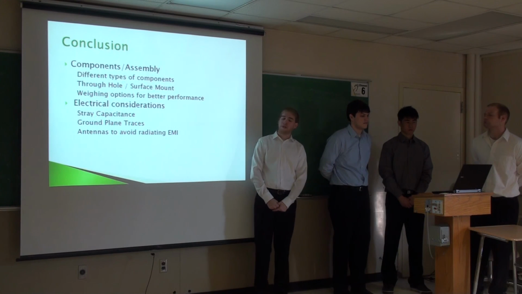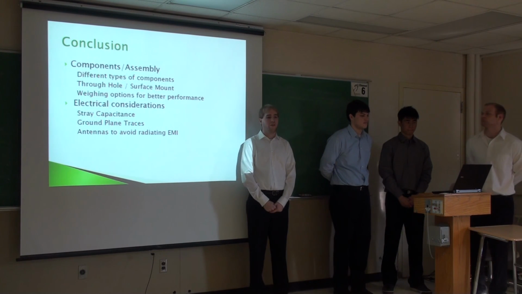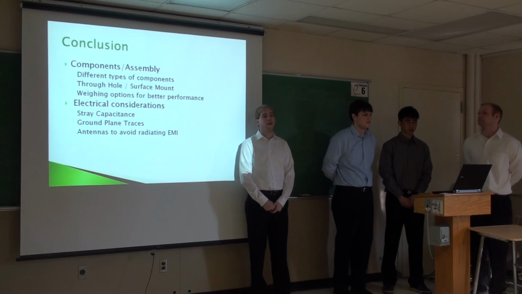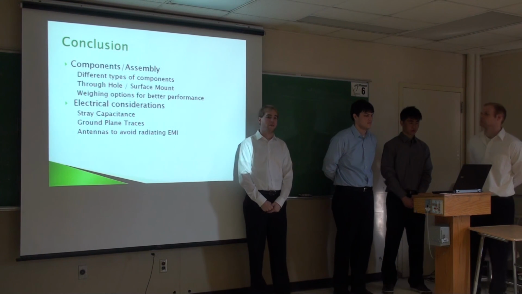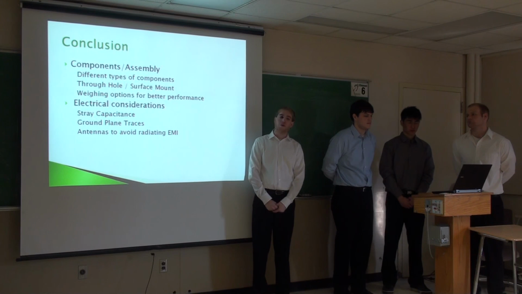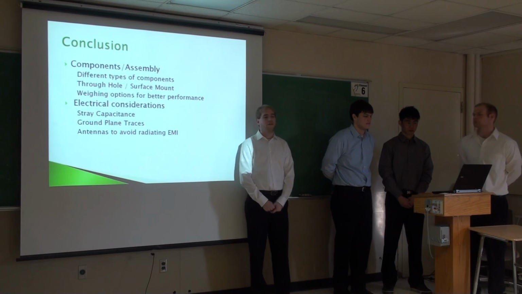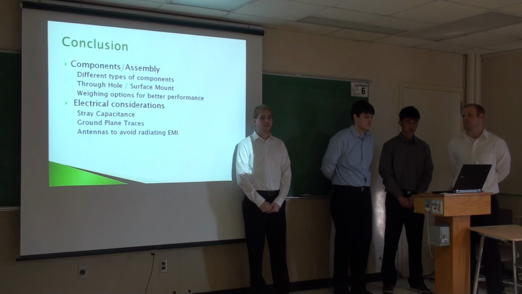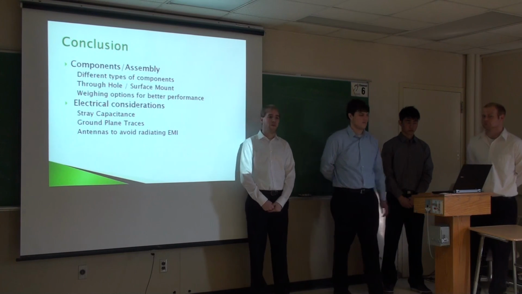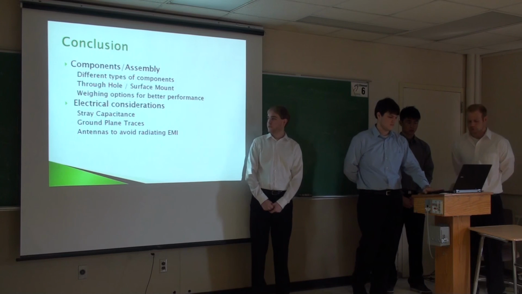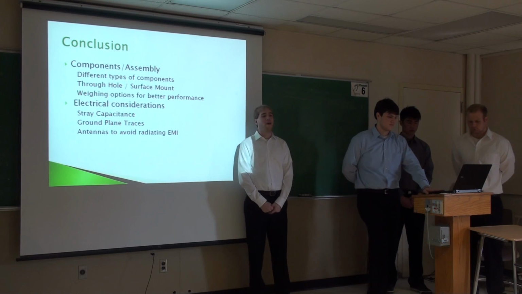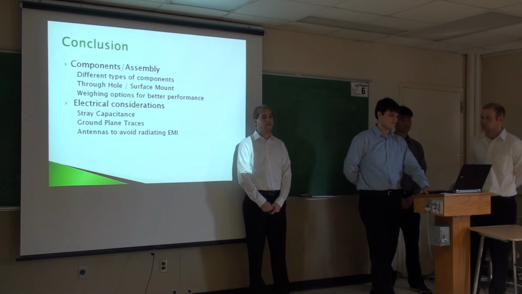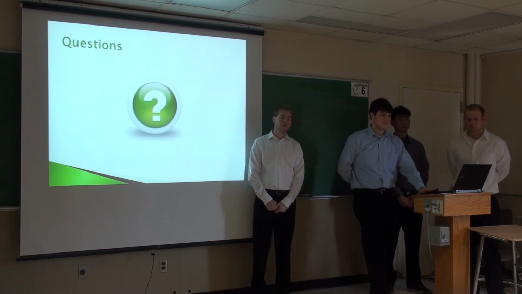And then we also talked about electrical considerations. Some key ones we hit upon were stray capacitance, why you want to avoid that, and how to actually go about avoiding stray capacitance by cutting out the ground plane. We also covered why you want to use certain cutouts in your ground plane to reduce the impedance across the entire ground plane and to improve performance of other components. And then we also talked about why antennas exist, why you want to avoid them, and how to avoid radiating EMI. And are there any questions?